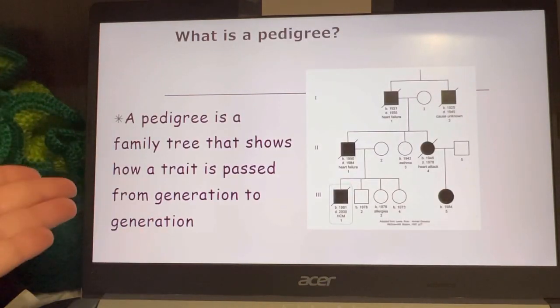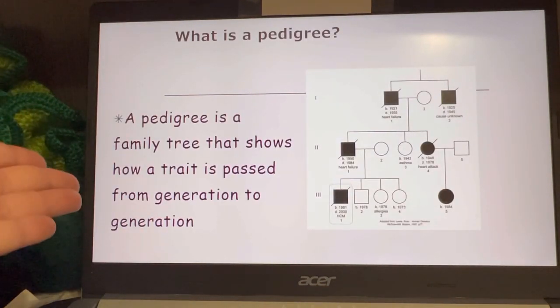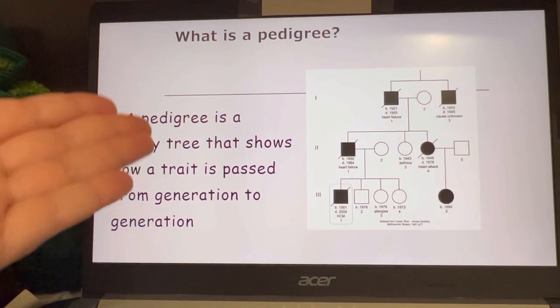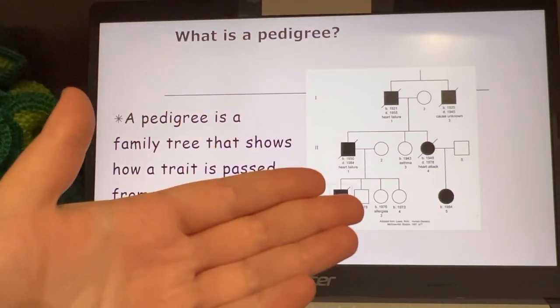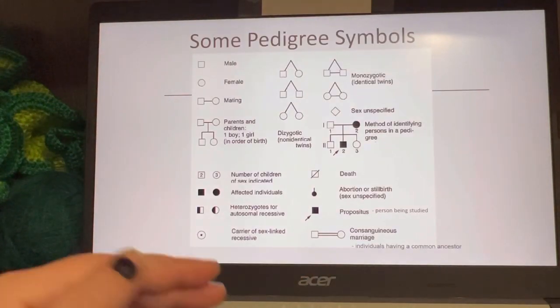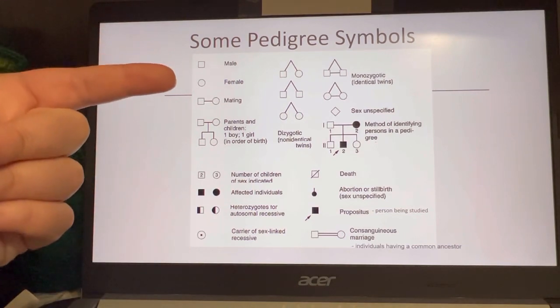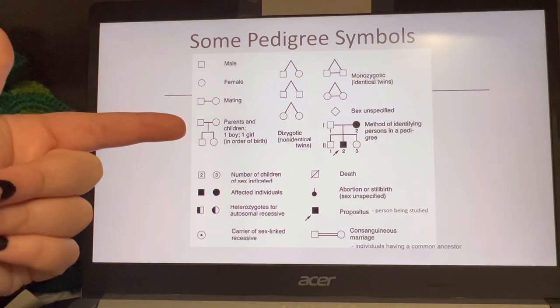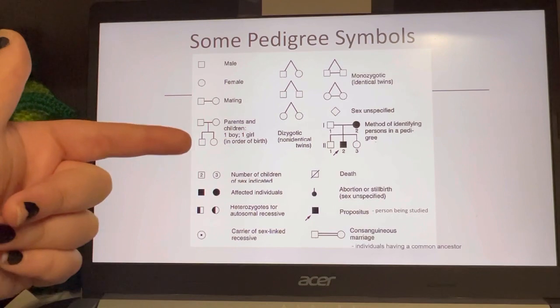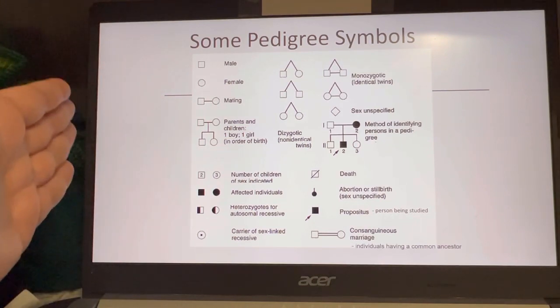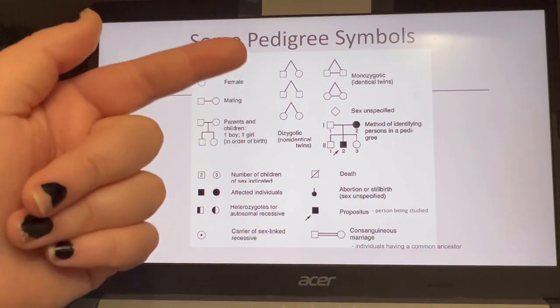Alright, so what is a pedigree? A pedigree is a family tree that shows how a trait is passed down from generation to generation. Like this. Alright, some pedigree symbols. We have male, female, mating, parents and children, in order of birth. So eldest is to the left and youngest is right.